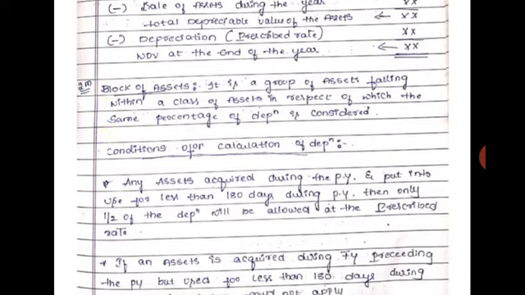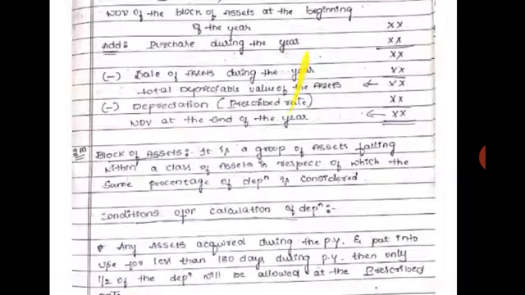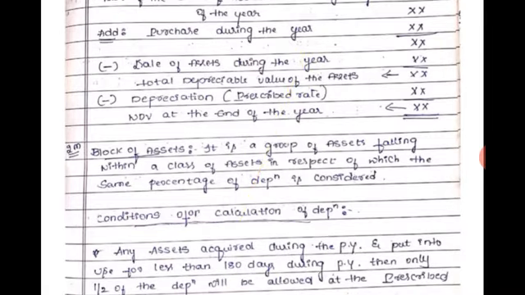Next, we'll see what is block of asset. It refers to the group of assets falling within a class of asset in respect of which the same percent of depreciation is considered. Block of asset refers to the assets which are of a similar nature with the same percentage. The group of assets we call as a block of asset.